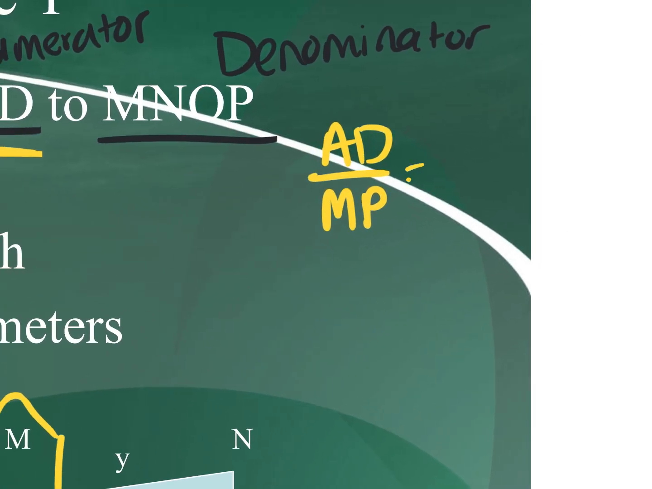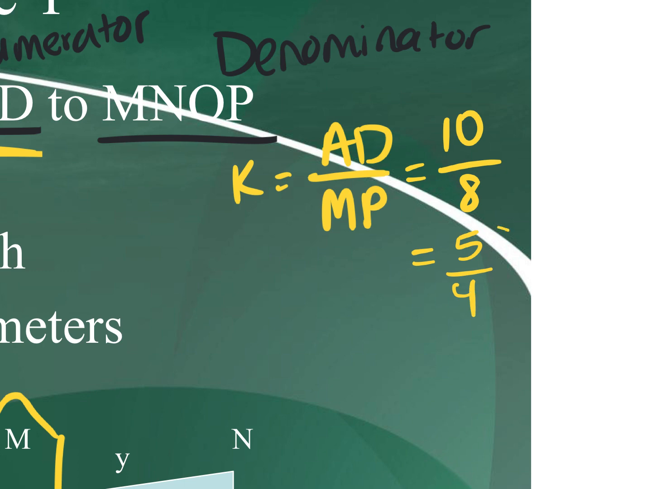What was the length of AD, guys? 10. It was 10. And what was the length of MP? 8. So this is my scale factor. Put K equals. And how can we simplify 10 over 8? You can divide them both by 2. So what's my scale factor? 5 over 4. We're done with the first part.